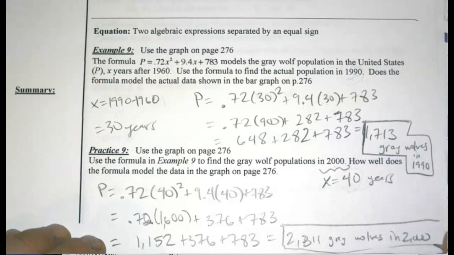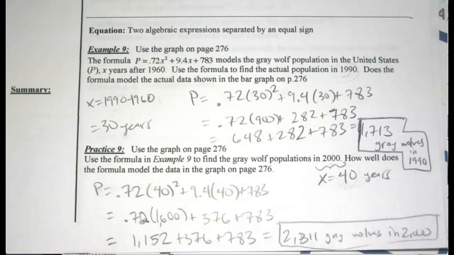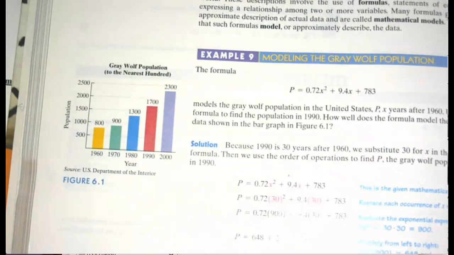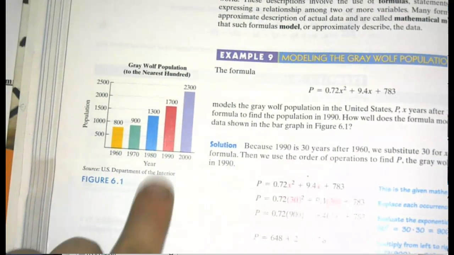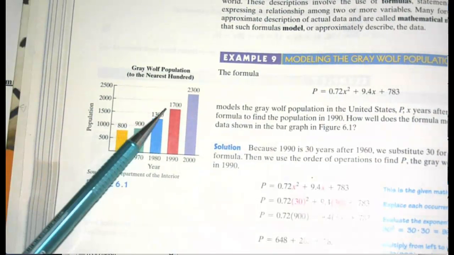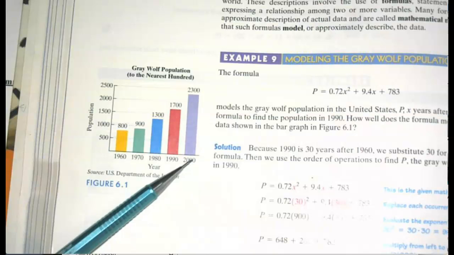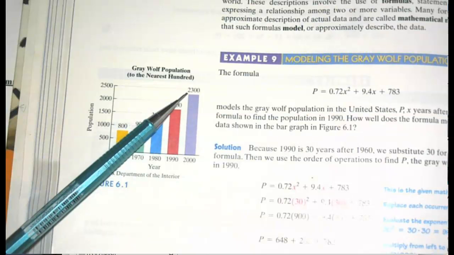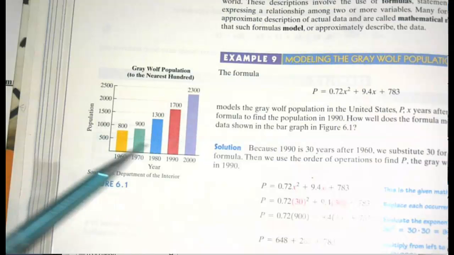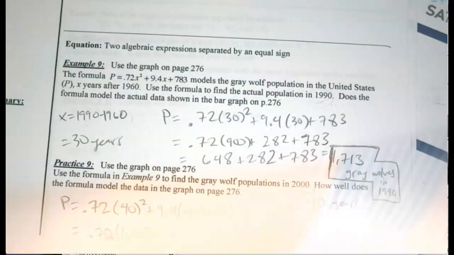So these two problems, the formula allows us to calculate or estimate, by calculating, what the gray wolf population will be. But if you look at the actual data, in this table here, you can see that our numbers aren't too bad. In 1990, I think our number was 1,713 wolves, and it says there was 1,700, so the formula actually models the data pretty well. Here in 2000, there's 2,300 wolves, and we calculated 2,311, so the data here is actually modeled pretty well by the formula. So that's about it.